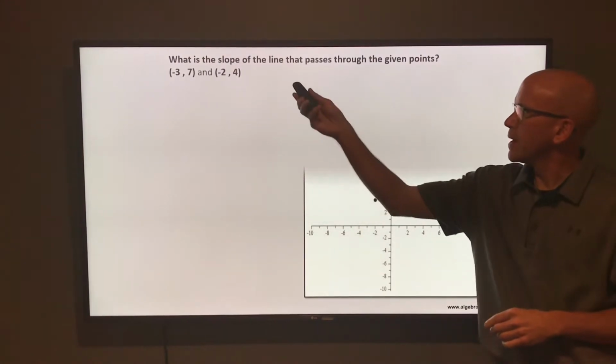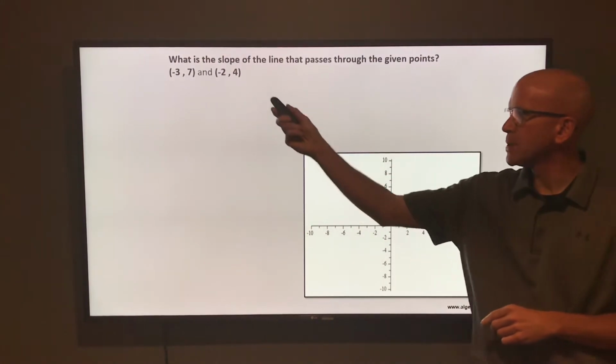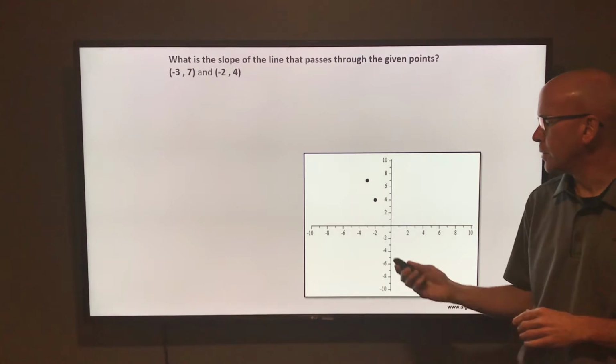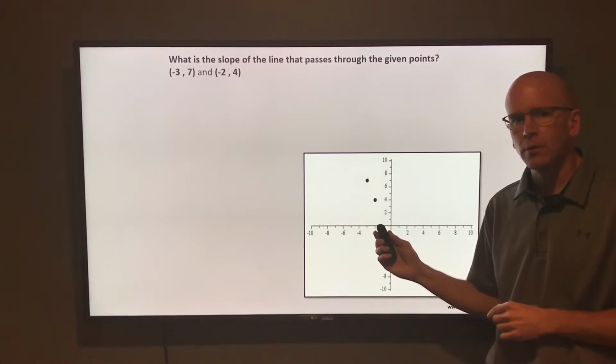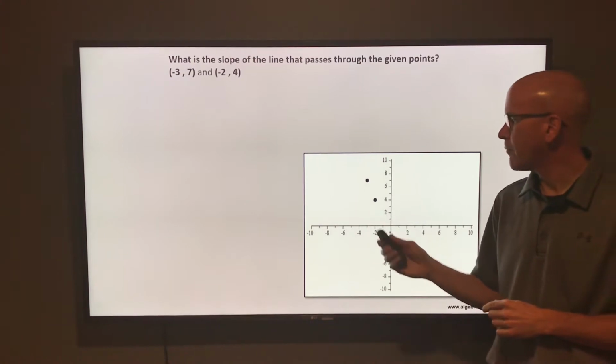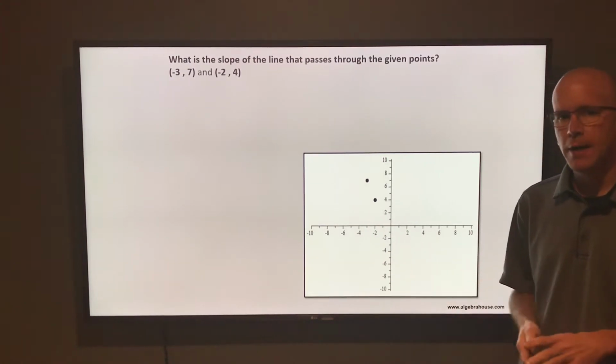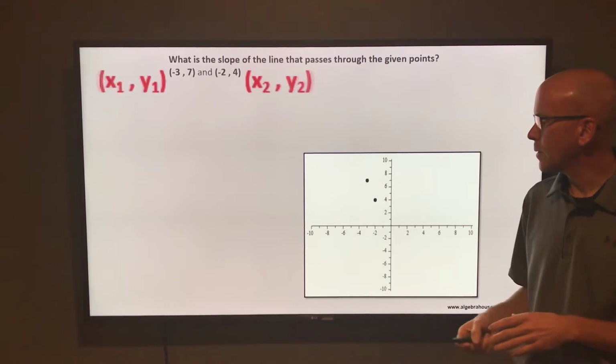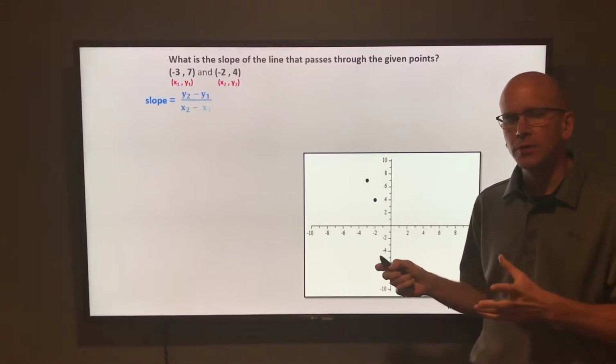What is the slope of the line that passes through the given points negative 3, 7, and negative 2, 4? So here you have the points negative 3, 7, you go to the left 3 and up 7, and negative 2, 4, go to the left 2 and up 4. We're going to find the slope of the line that goes through those 2 points. So all we have to do is find the change in y over the change in x.